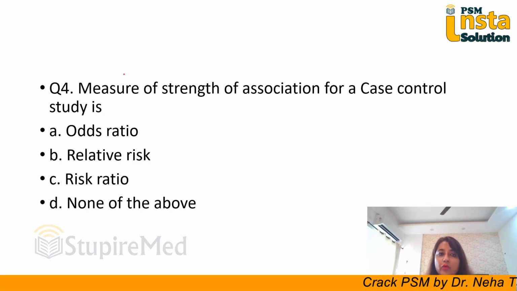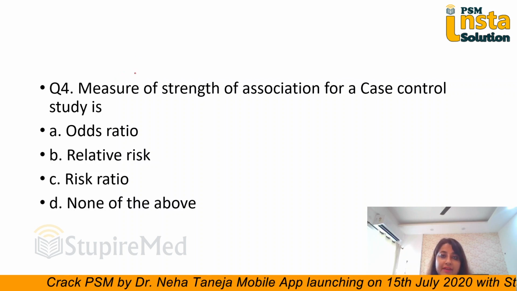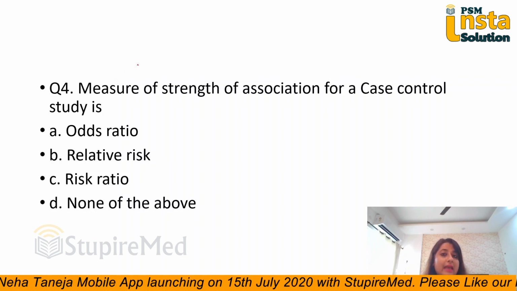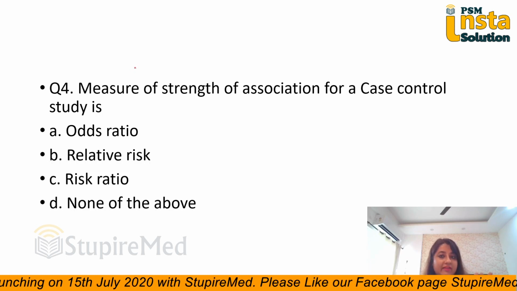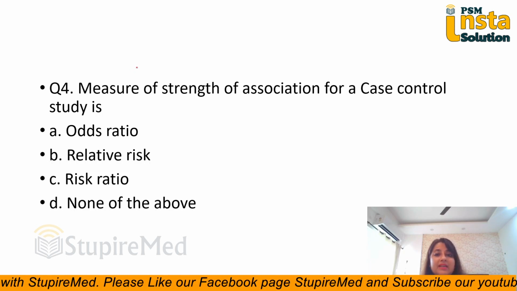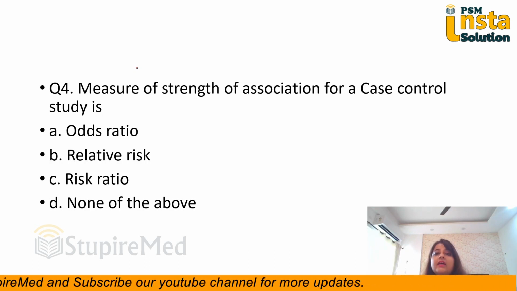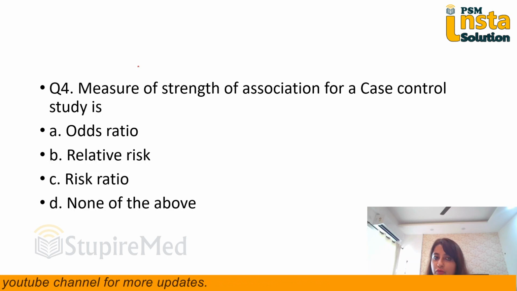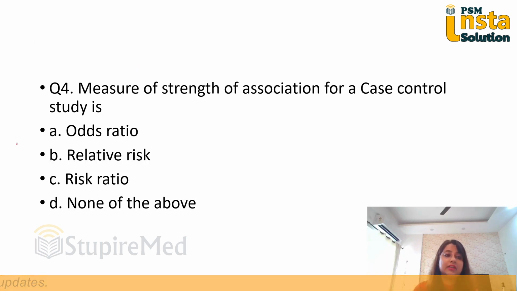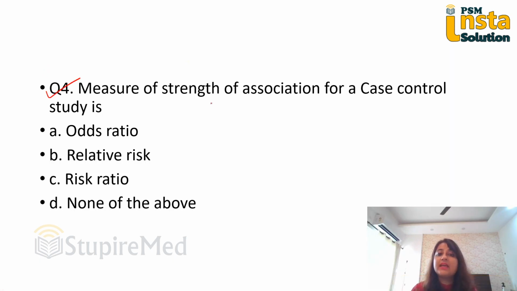Now, as you all know, we are doing Insta questions on a very important topic of preventive and social medicine, which is epidemiology. Whatever questions I've put out so far are must-know questions that you must be able to answer, and there is no scope of getting those questions wrong. So, our question for the day is: what is the measure of strength of association in a case control study? Is it odds ratio? Is it relative risk? Is it risk ratio? Or is it none of the above?